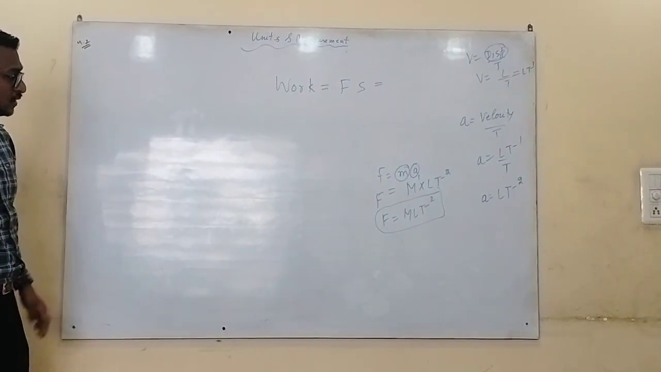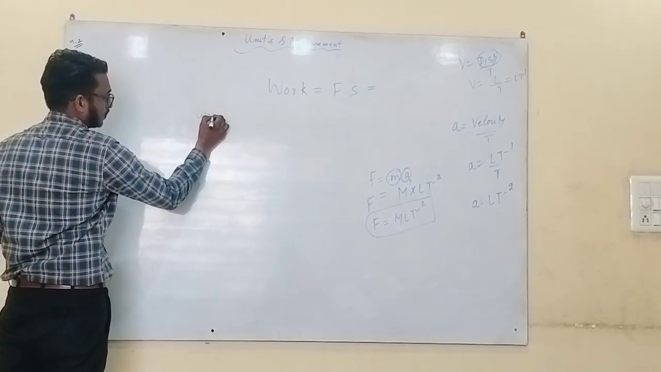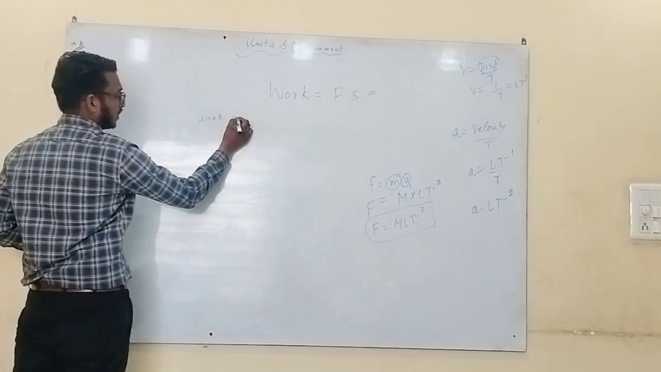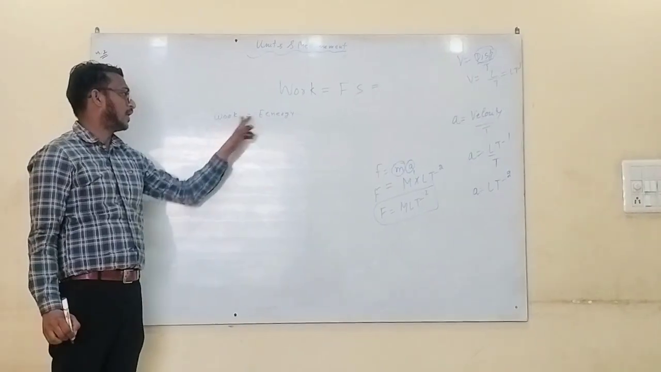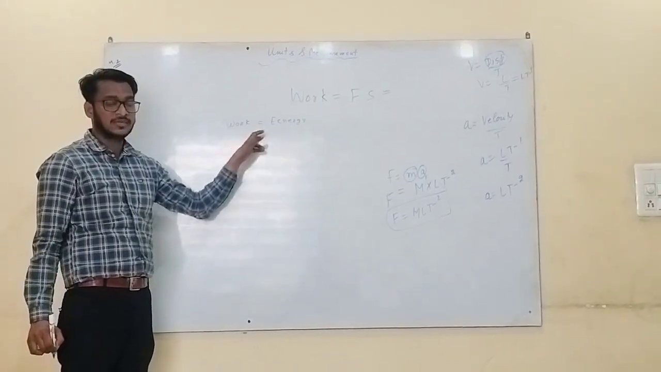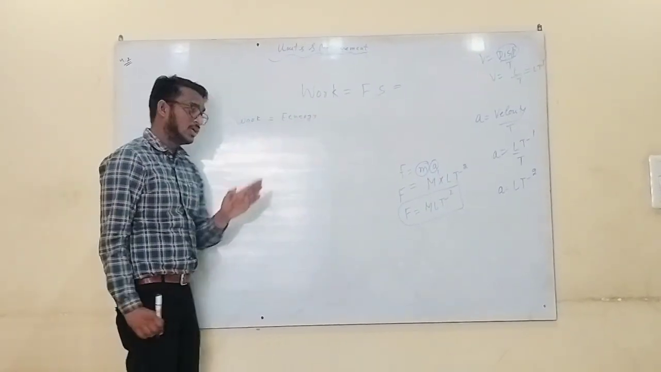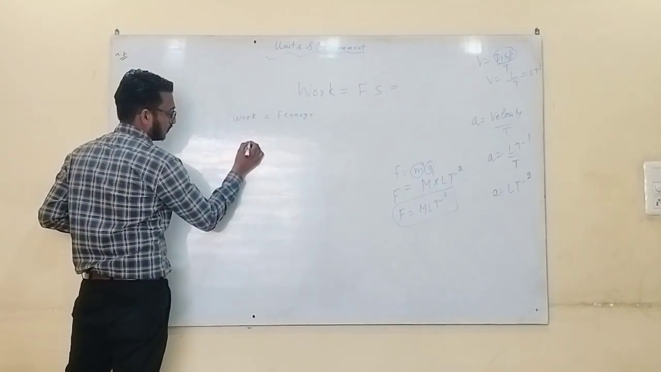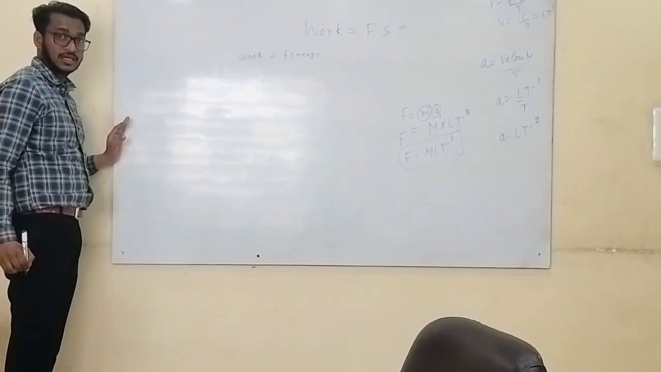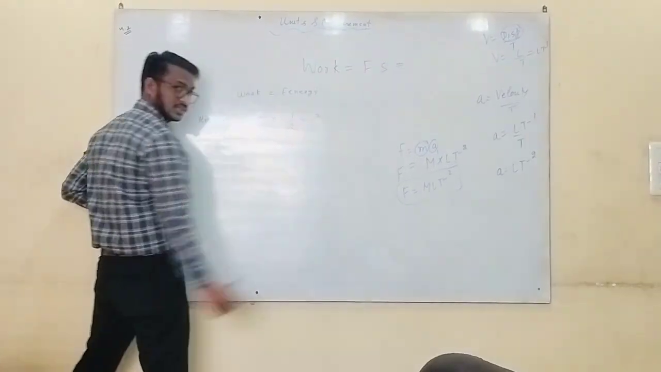Let's take another example, which is work. Work is also considered as energy. So in this we are going to take work and energy. Both are similar things. When you find the dimension of work, it is the same as that of energy. As we all know, there are many kinds of energy, but first we have kinetic energy. And you know what kinetic energy is, which is half of mv square.